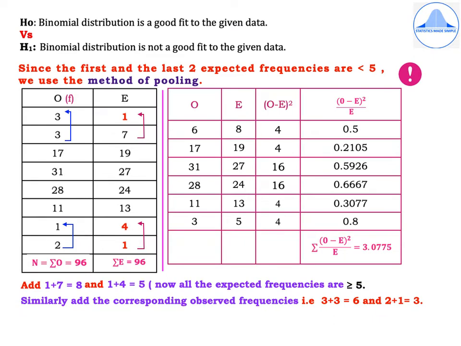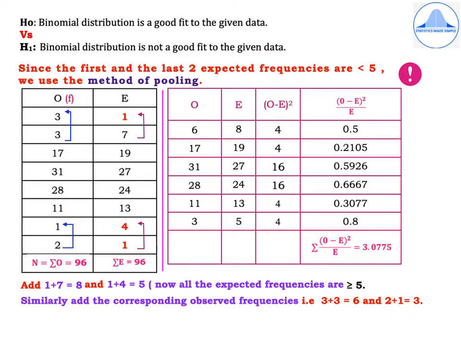Test for goodness of fit, the first step now is to define the null hypothesis and the alternative hypothesis. So H0 would be the binomial distribution is a good fit to the given data versus H1 binomial distribution is not a good fit to the given data. Now on the extreme left of this slide, I have listed down the observed frequencies and the expected frequencies as given to us in the problem.